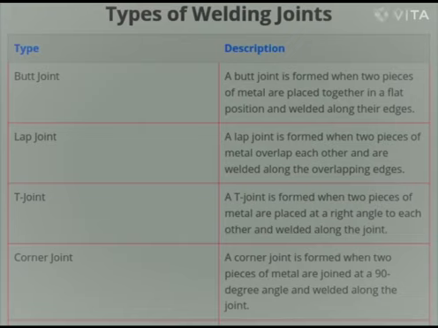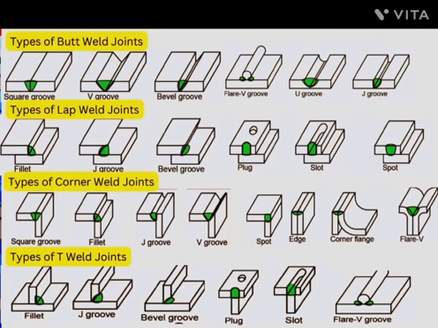These are the most common types of welding joints, and each has its own unique characteristics and applications. The choice of which type of welding joint to use will depend on the specific requirements of the welding project.